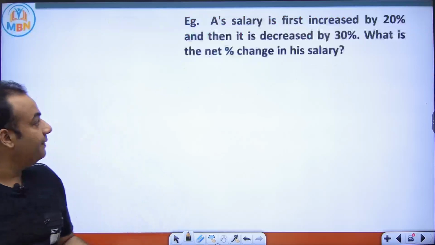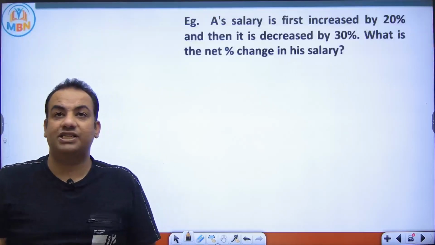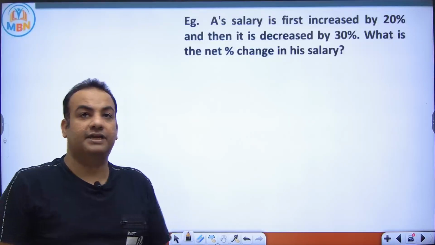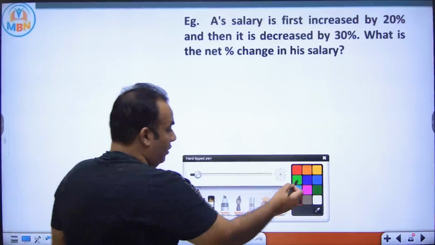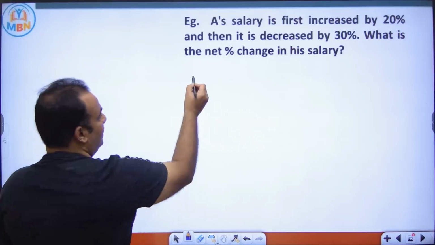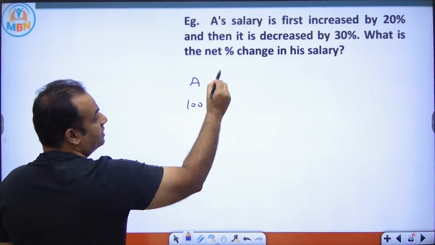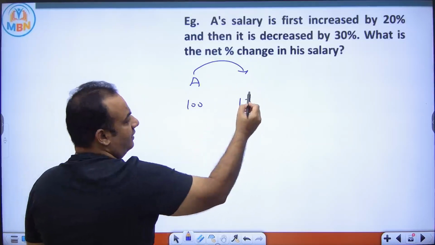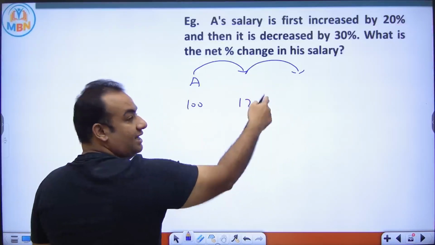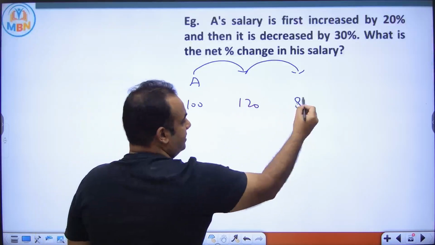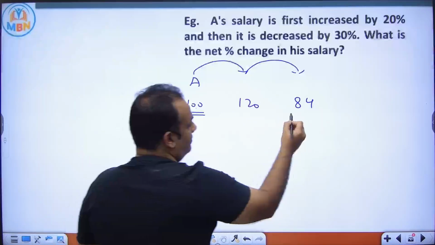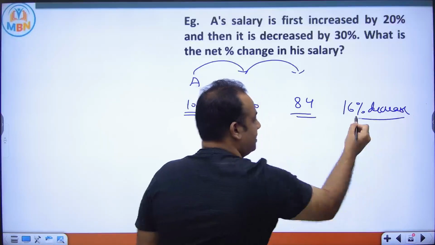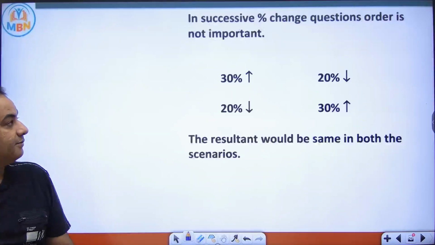I give you an example. See, A's salary is first increased by 20%, then it is decreased by 30%. What is the net percentage change in his salary? So what I can do, let me assume A's salary as 100. So first A's salary is increased by 20%. So it becomes 120. Then it is decreased by 30%. 30% of 120 is 36. So it is decreased by 36. It becomes 84. So from 100 it becomes 84. So there is a decrease of 16%.